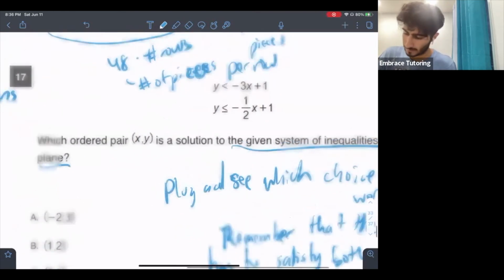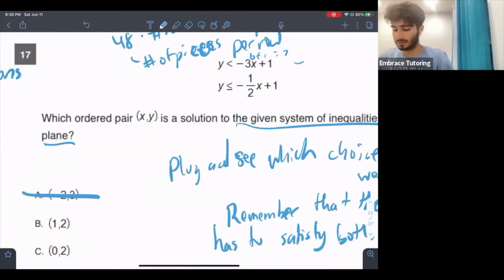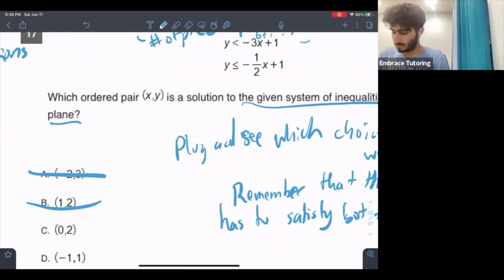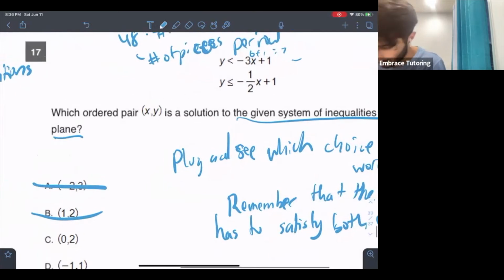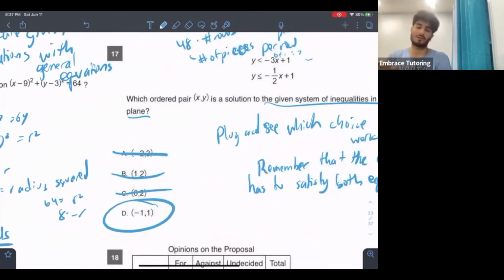So you have -2, negative 3 times -2 is 6, plus 1 is 7. 7 greater than 3, correct, that works. And then -1/2 times -2 is just 1, plus 1 is 2. 2 is not greater than 3, it's eliminated. Choice B, -3 times 1 is -3, plus 1 is -2, not greater than 2, eliminated. Choice C, -3 times 0 is 0, plus 1, 1 is not greater than 2, incorrect. So our only option is choice D, and that's how you solve this question.